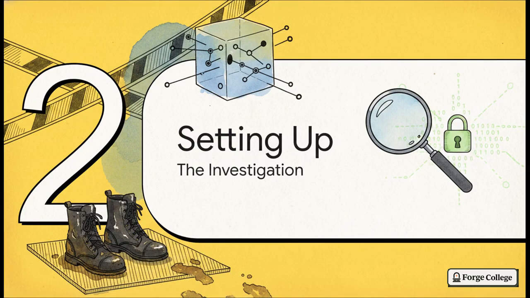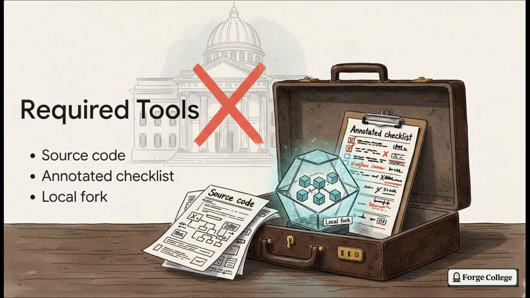Moving on to part 2, setting up the investigation. Before we can interrogate the contract, we need a perfectly clean crime scene. No muddy boots allowed. You definitely don't want a detective contaminating the evidence. So our toolkit requires 3 main things: the contract source code, our annotated checklist, and absolutely crucially, a local testing fork. I really cannot stress this enough, guys.